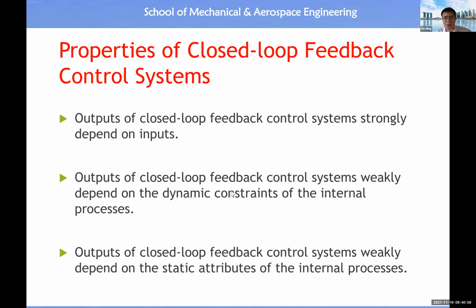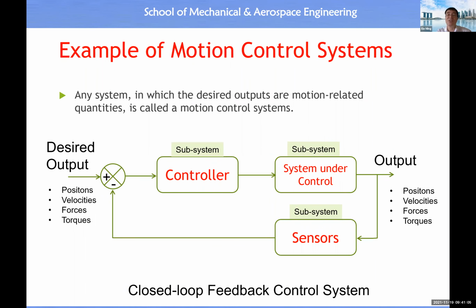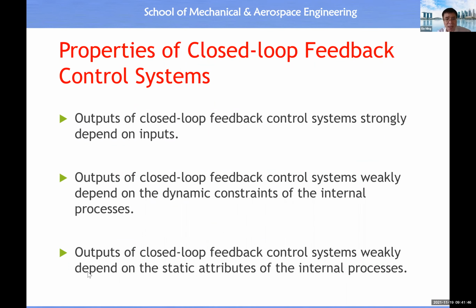That's it. And the output of a closed loop feedback control system weakly depends on the dynamic constraint of an internal process. That is another magic sense, a consequence of this feedback control loop, because this controller is very smart. It tries to make the error zero, regardless of the knowledge about the system under control, even if the parameters here change. All the change will be reflected by the error here. Then the controller only focuses on this one. Its mission is to make the error zero, that's it. So here you can change parameters, it does not matter. So this statement: the output of a closed loop feedback control system weakly depends on the static attribute of an internal process.